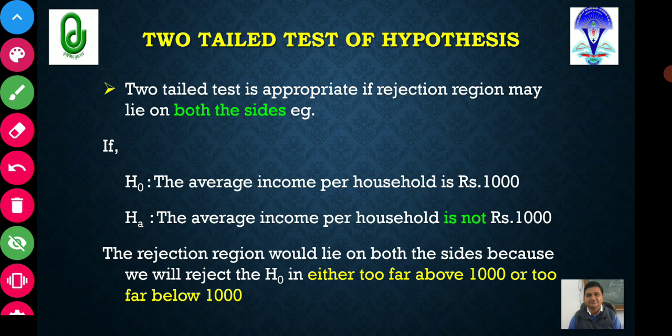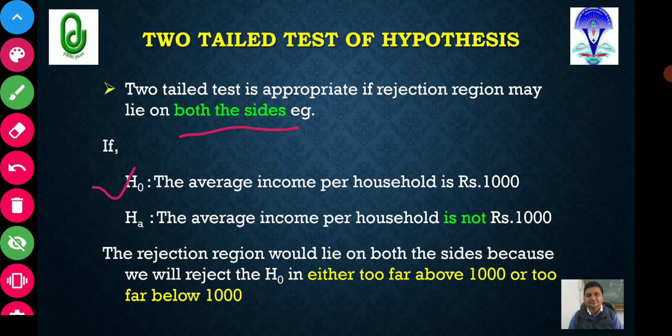Now the two-tailed test is appropriate if the rejection region may lie on both the sides. So when will you need the two-tailed test? Two-tailed test will be needed if your rejection region is lying on both the sides. How? Just see one example.